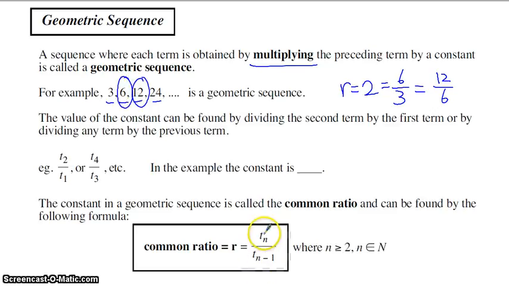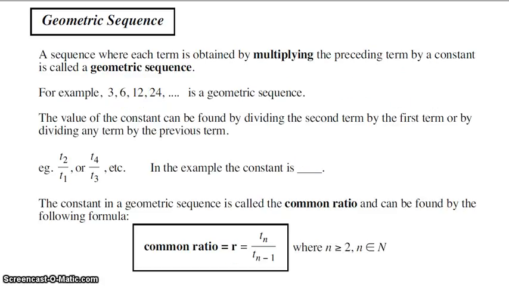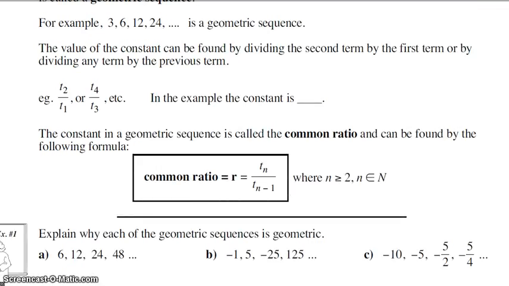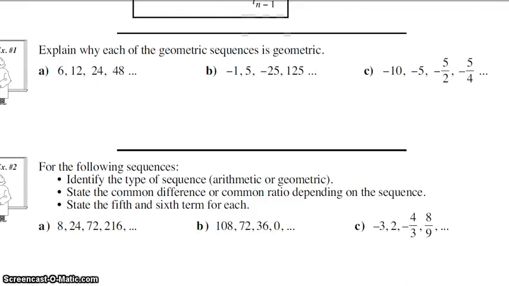So the formula we wrote is you take any term, Tn, divided by the previous term, which is denoted as Tn minus 1. Then you have the common ratio. We use a new variable called r. In the example above, the constant is 2, so the common ratio is 2. All right, after we define what a geometric sequence is, now we can look at some examples.